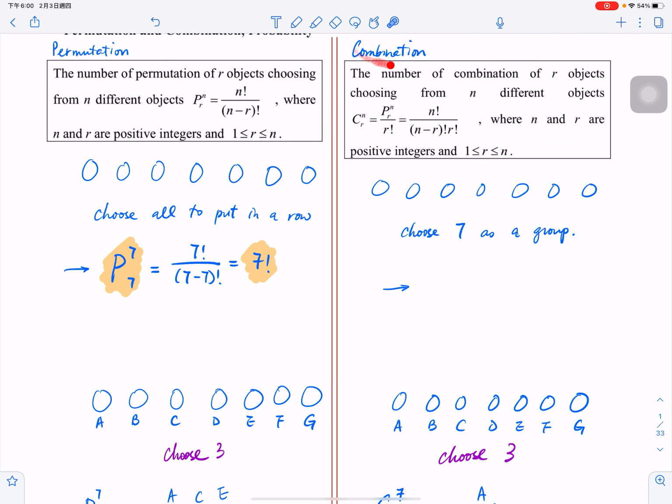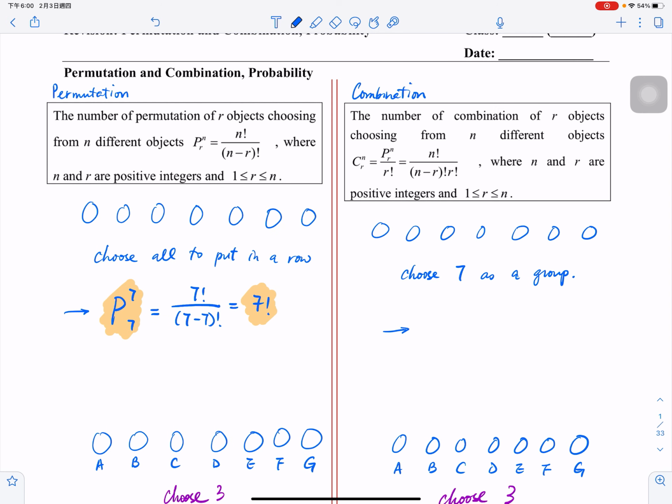Let's see combination. In Chinese, for these two words, do you remember? One is 排列, one is combination, 组合. If you understand these two words, then you know the differences between them. So the meaning of combination here is the number of combinations of r objects chosen from n different objects. So this one is nCr.